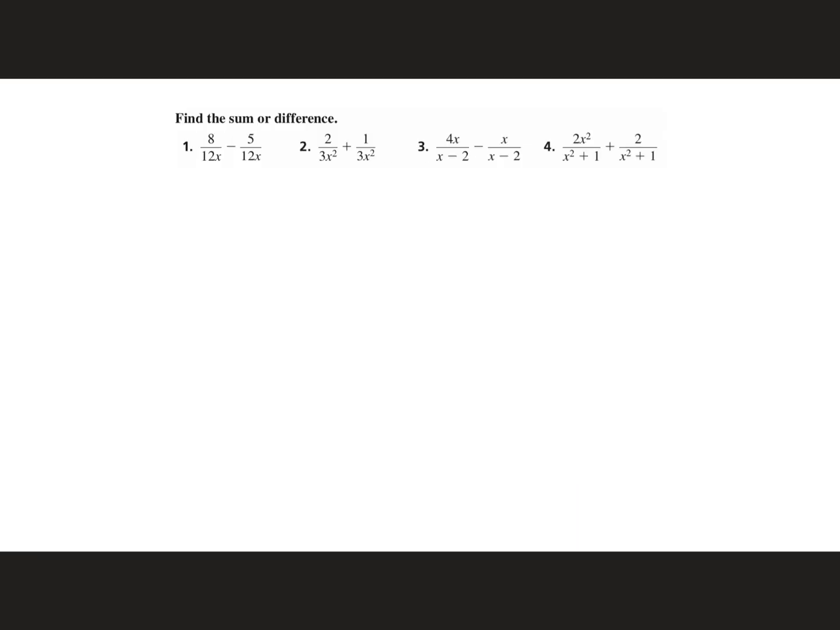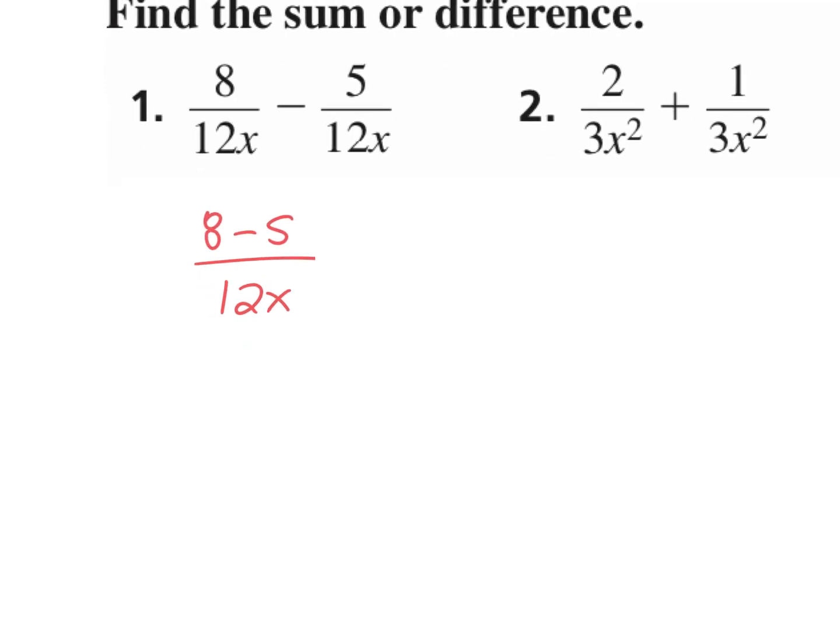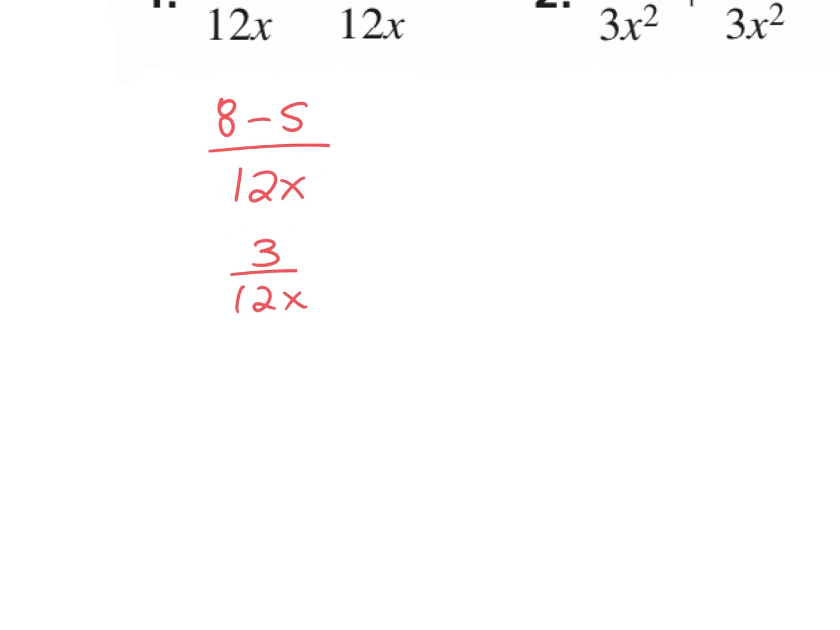Okay, let's go through a few more. This is super basic today. I know that. Common denominator, yes? Okay, so I'm going to write my numerator over my common denominator. I have 8 minus 5. What's 8 minus 5? 3. So this is 3 over 12x. Can I simplify? Yes, 3 goes into both those, right? 3 goes into 3 one time. 3 goes into 12 4 times. So my simplified answer here is 1 over 4x.